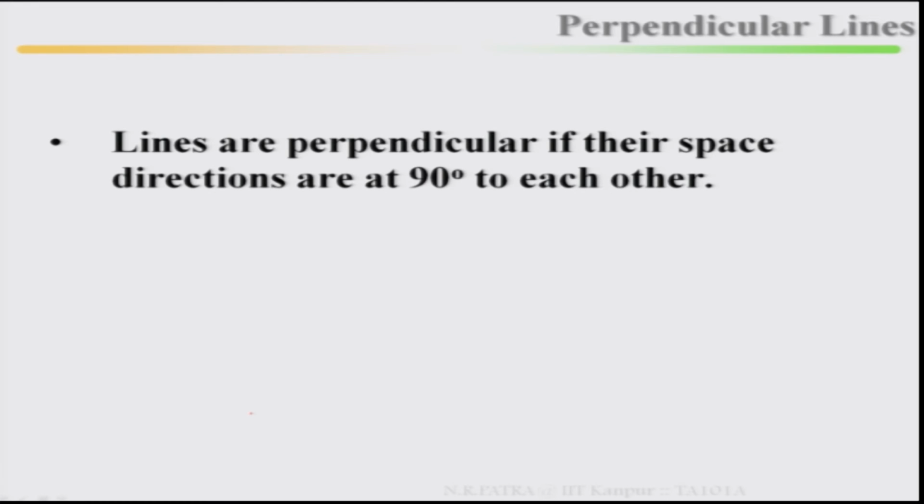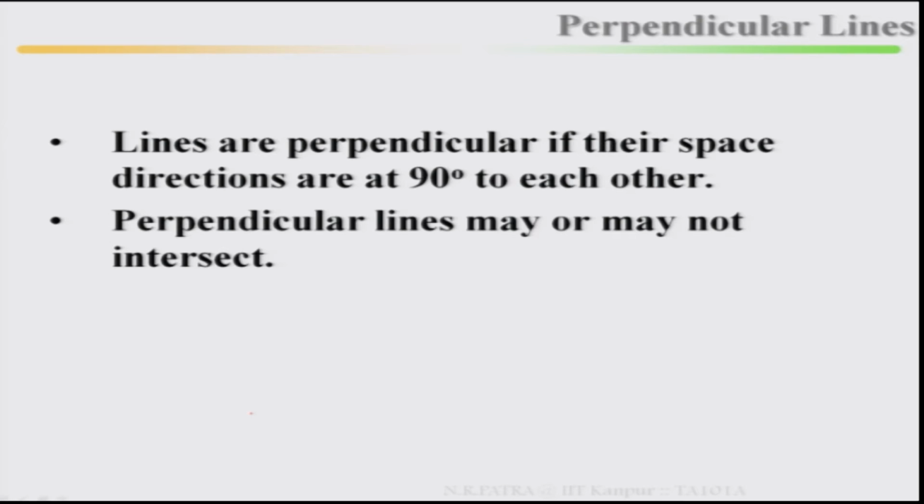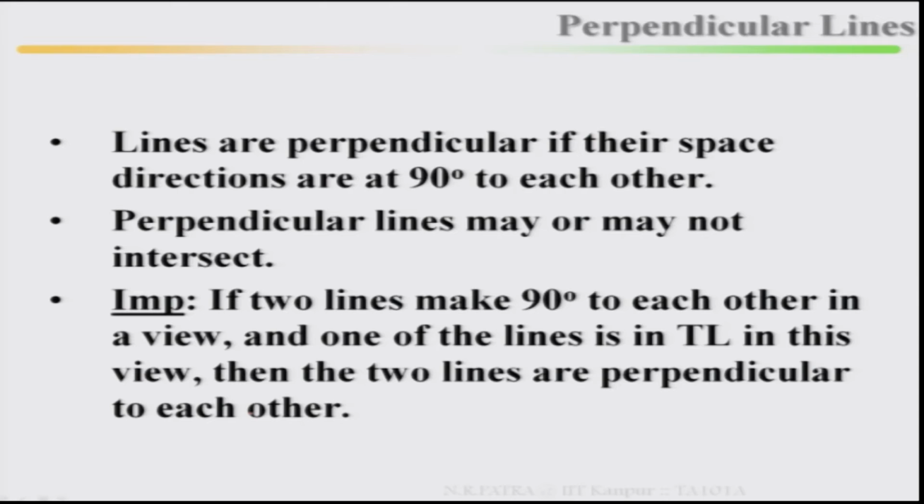Lines are perpendicular if their space directions are 90° to each other. Perpendicular lines may or may not intersect. If two lines make 90° to each other in a view and one of the lines is in true length in this view, then the two lines are perpendicular to each other.